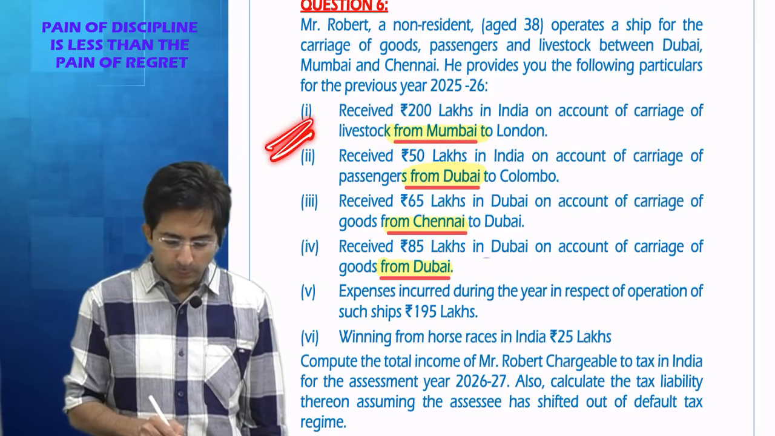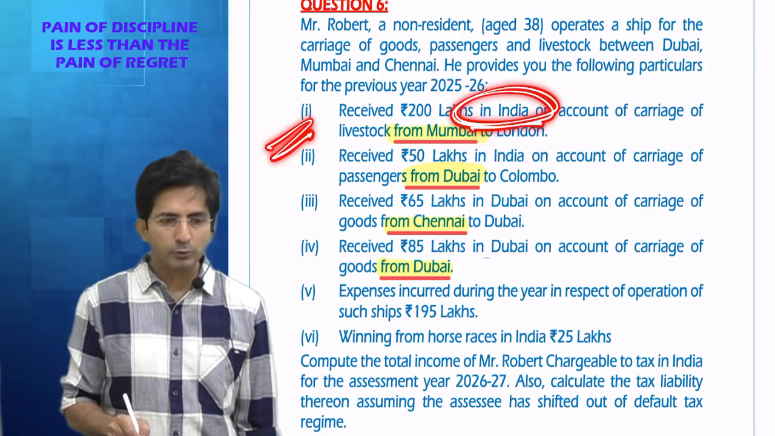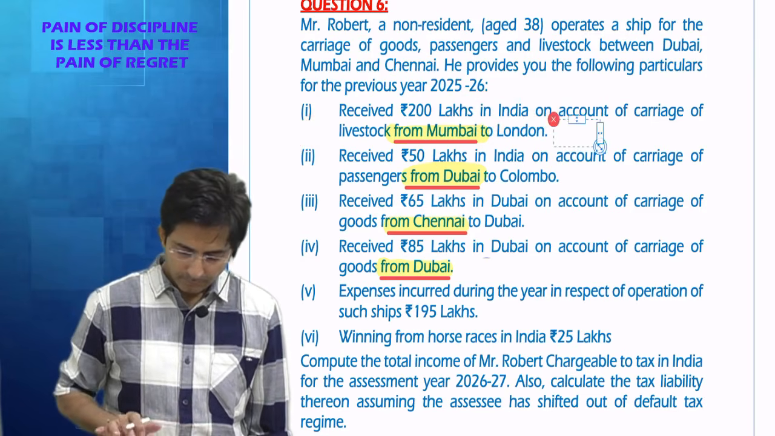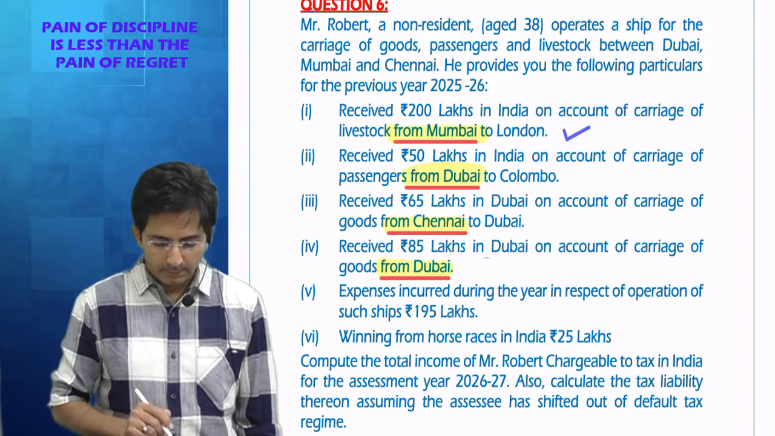So tell me, first point is what? Accrued in India as well as received in India. So definitely you will take it. So see, I have put a tick mark here. Tick mark means I will consider this.